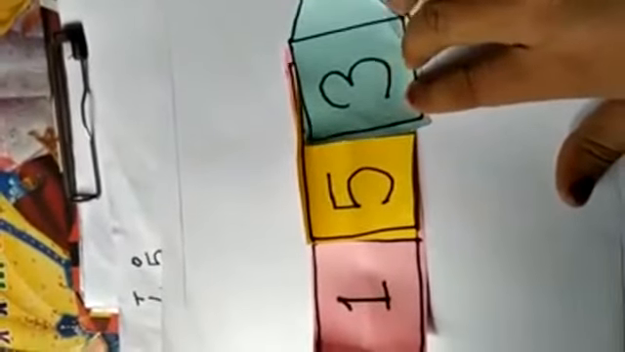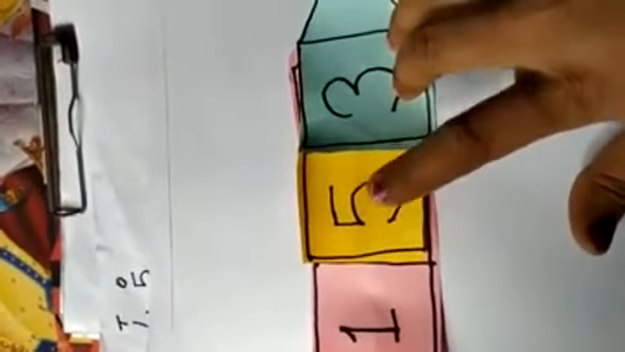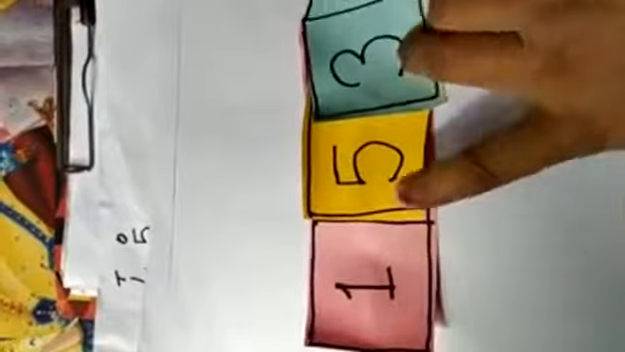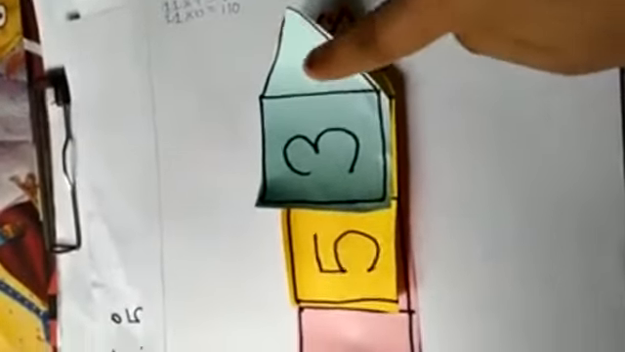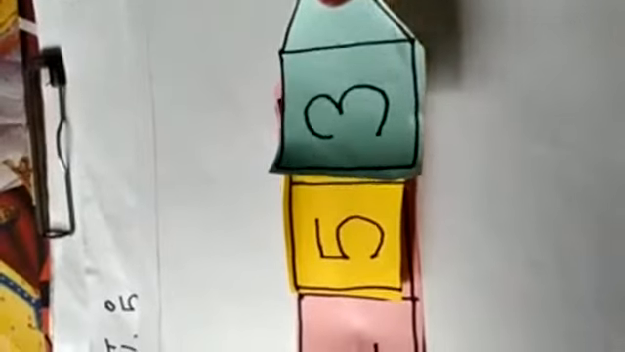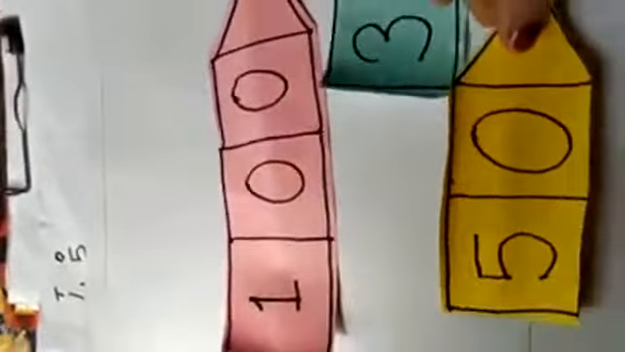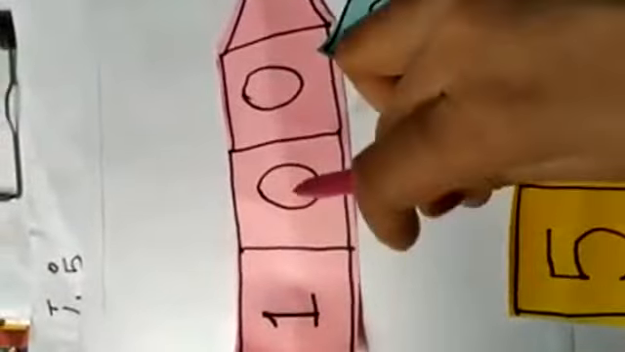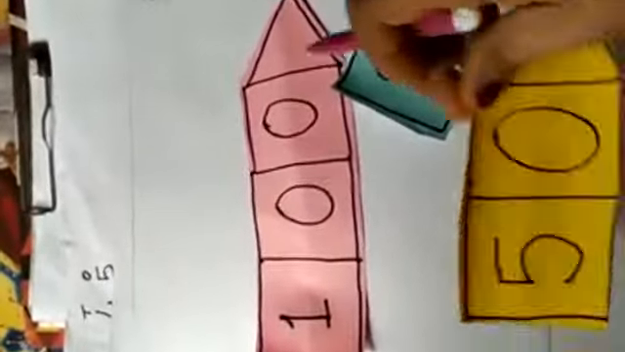153. Okay. If I ask you what is the place of 5, what is the place of 1 and 3, we'll just remove one graph paper. 3 is at, no number is there after 3, so 3 is at 1's place. 5 has one number after it, so 5 is at 10's place and 1 is at 100 place.